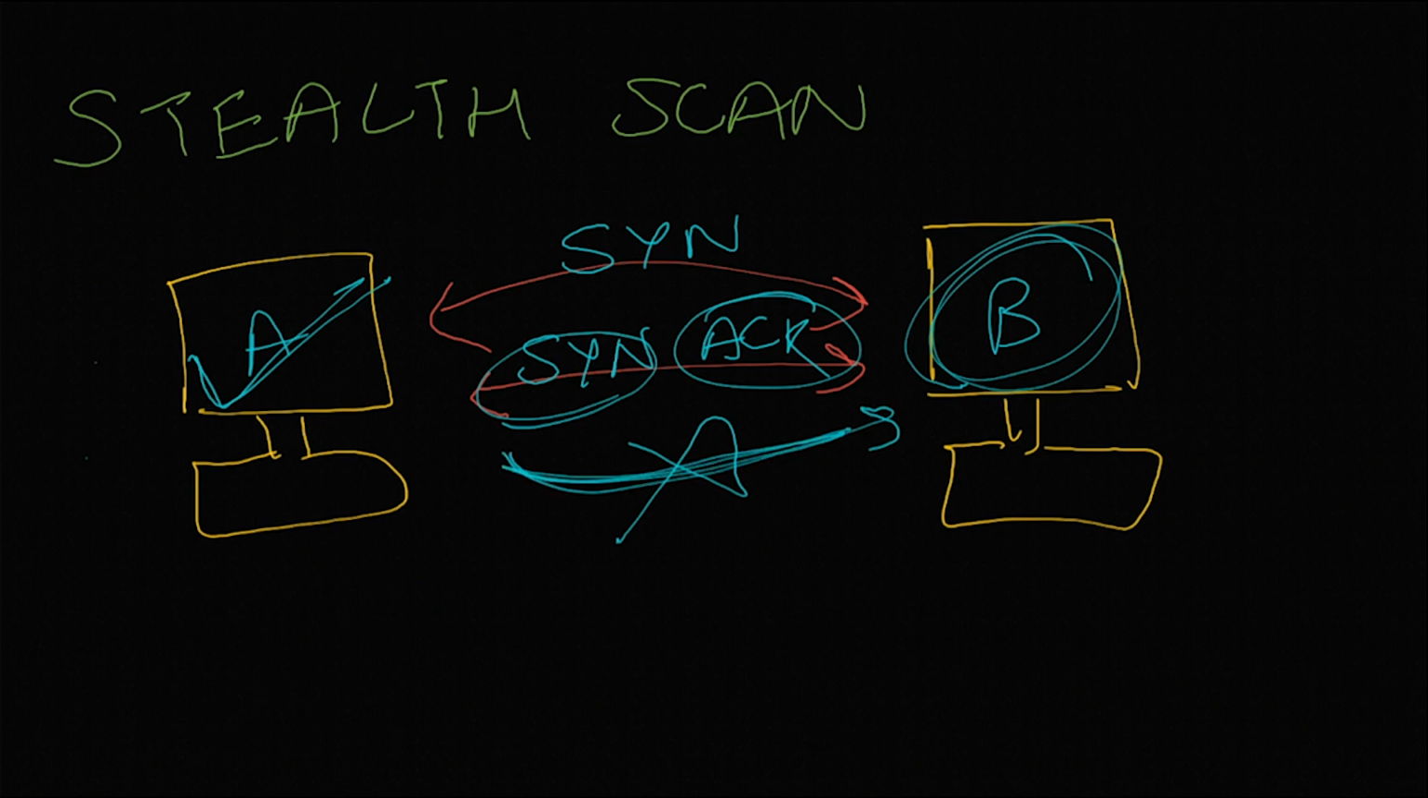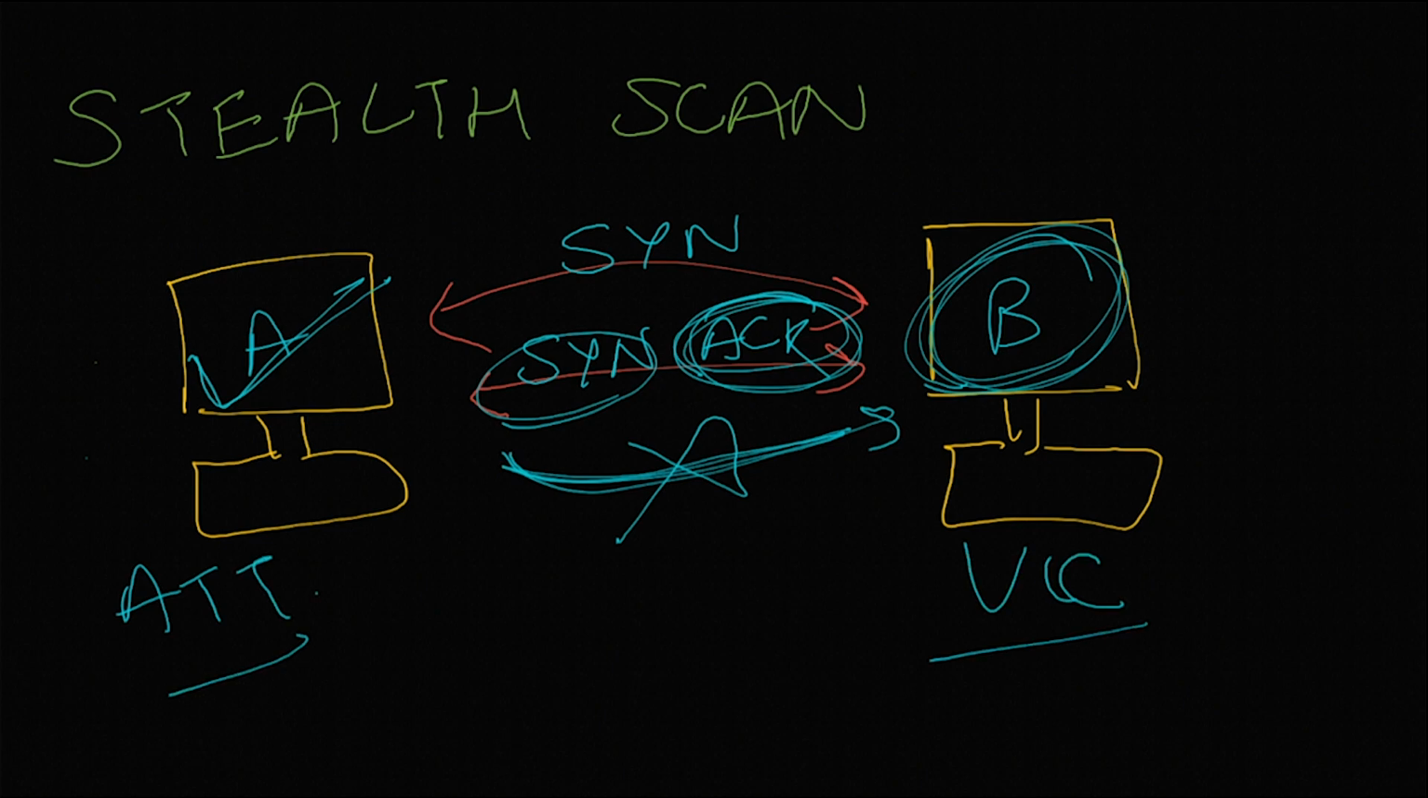So we'll get to know everything about B by this acknowledgement packet, but B will not be getting to know everything about A. So this is our attacker and this is the victim, right? When the attacker does this scan, the victim does not get to know where the attack came from because the attacker does not acknowledge it. Now let's see what the stealth scan really does in Nmap.